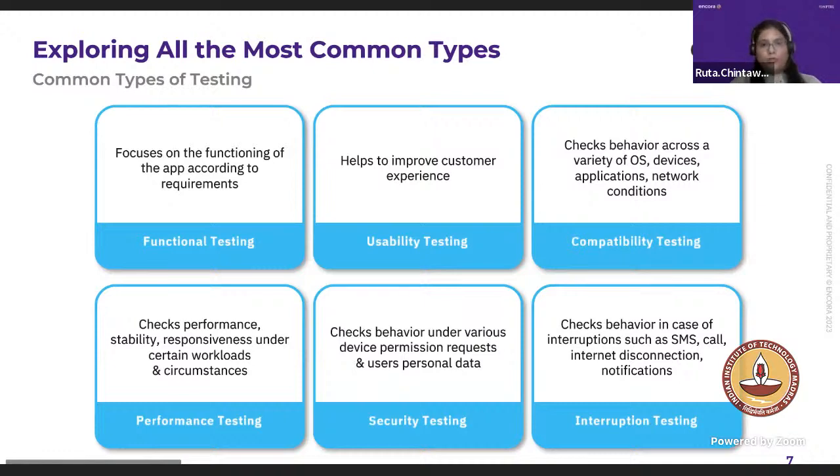Then we have performance. Performance means here we will be checking how the application behaves or performs under some particular load. Generally we have 4 to 5 subtypes of performance testing. First is load testing. It is done to check the application behavior under normal and extreme load.